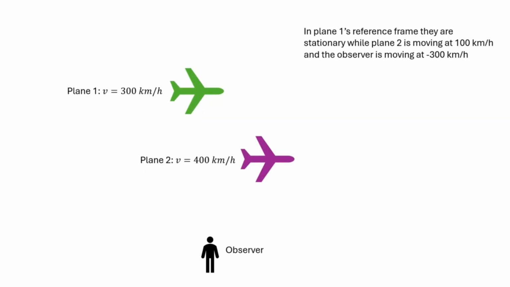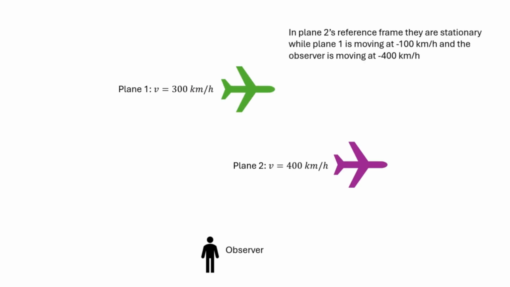But if we were to switch to the first plane's reference frame, it would appear that plane 1 is stationary, plane 2 is moving at 100 kilometers an hour, and that the observer on the ground is moving at negative 300 kilometers an hour. This is because we are assuming that the first plane is stationary since we are in its reference frame. Then, if we were to look at the second plane's reference frame, it would appear that plane 2 is stationary, plane 1 is moving at negative 100 kilometers an hour, and that the observer on the ground is moving at negative 400 kilometers an hour.